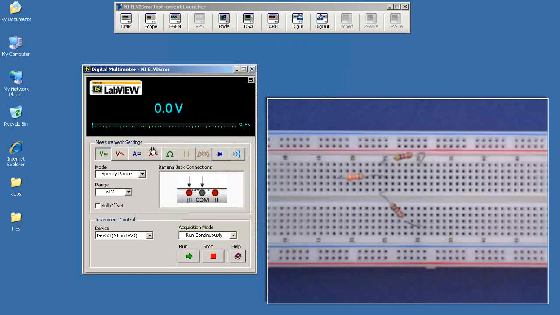Starting up the Elvis MX DMM. Let's start out with it in the ohmmeter mode. And all of our resistors are less than 20K, so I'll go with the specific range here. Make sure that you have your DMM probes connected properly for resistance measurement.